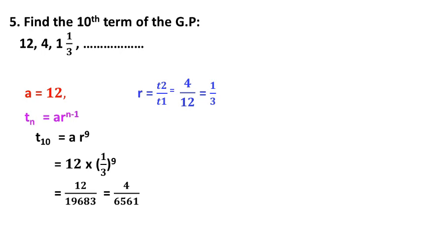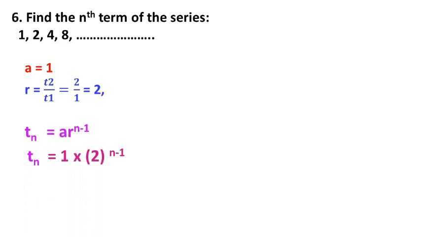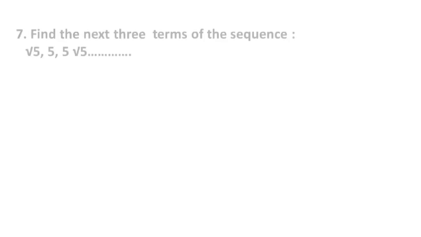Value of 1 by 3 to the power of 9 will be equal to 19,683. After simplification, the value of the 10th term will be 4 by 6,561. Question number 6. Find the ninth term of the series 1, 2, 4, 8 and so on. In this case, as it is asked to calculate the nth term, find A as 1, R as 2 and keep n as it is. So consider the formula: Tn is equal to A into R to the power n minus 1, that is 1 into 2 to the power of n minus 1.